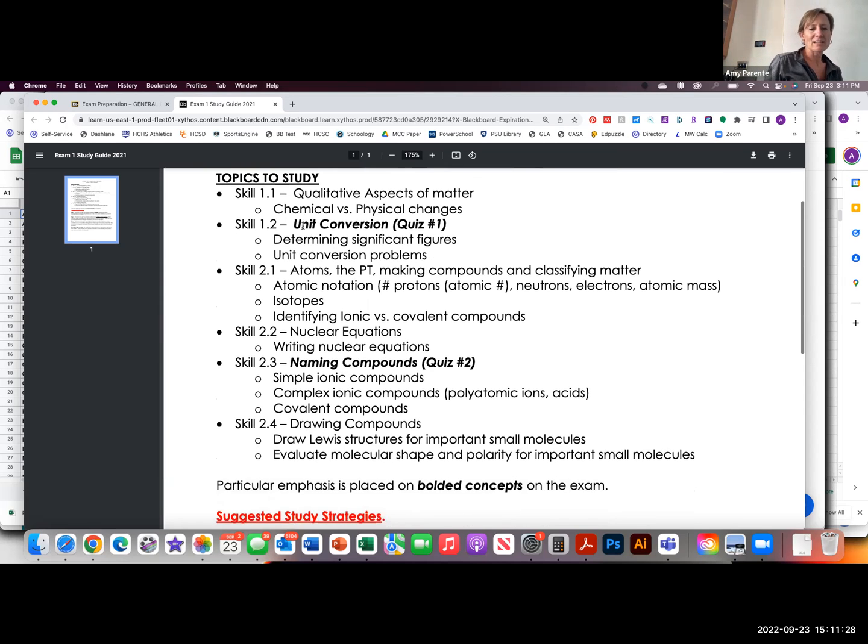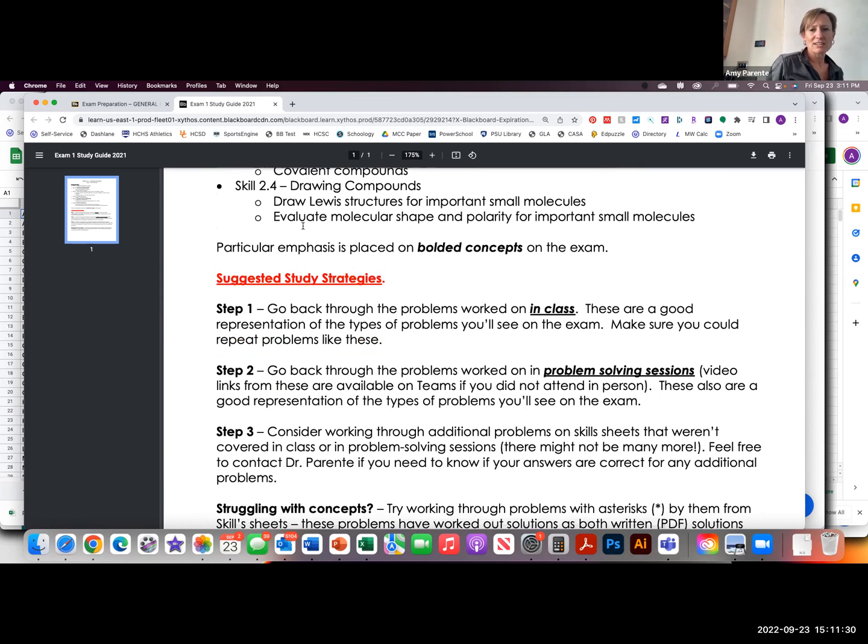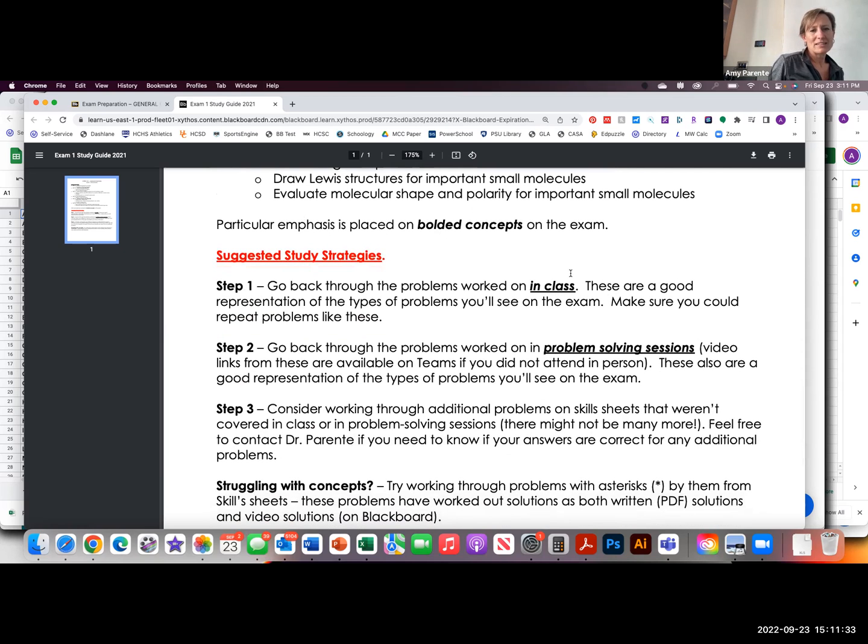Okay, and it highlights here suggested study strategies. Look at the problems that we did in class. Go through problems worked on in problem solving sessions. We really didn't, that was something I did the past couple of years, but students generally didn't go too much, and it was a lot of work on my part. So I don't have those anymore, but I have sometimes found the links from last year's problem solving sessions and just posted them. Again, if people wanted to watch them afterwards, you can see some problem solving.